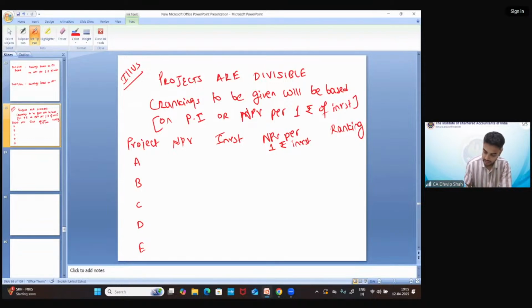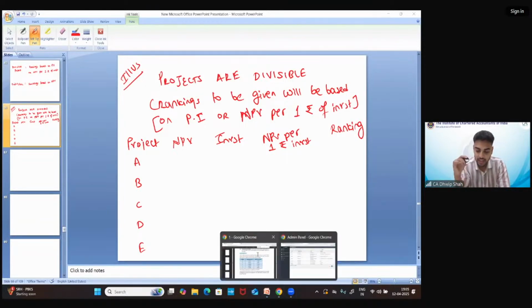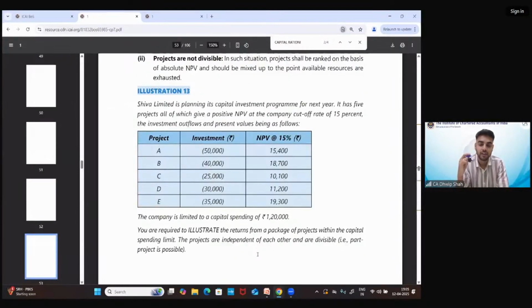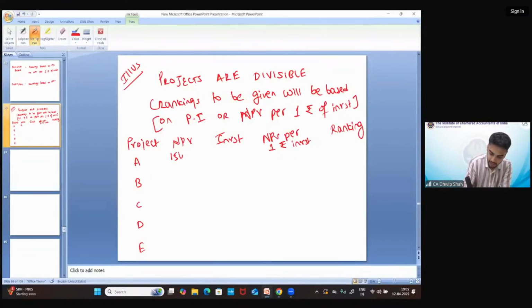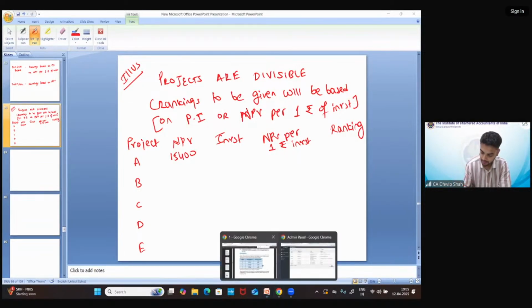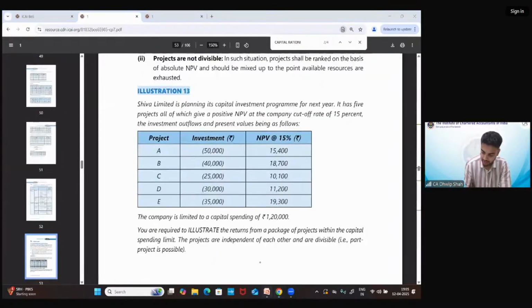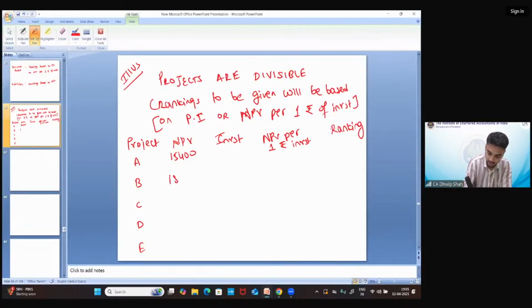So project A का NPV, in this question they have directly given NPV. Yeah? If it is not given, then you have already learned how to calculate NPV. It is nothing but PVCI minus PVCO. लोग यहाँ पे गलती करते हैं. This 15,400 they consider it as PVCI. Rather it is NPV. 18,700, 10,100.